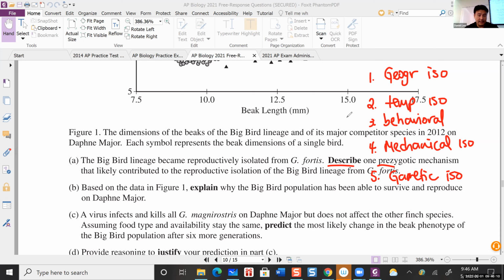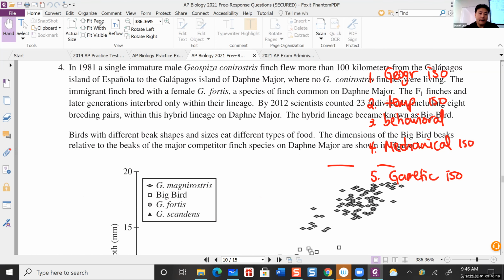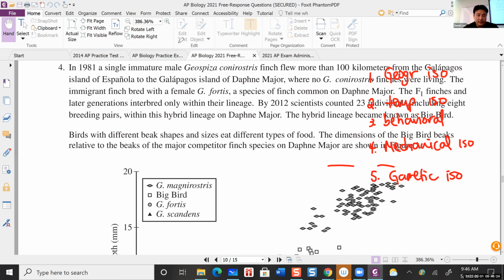So usually these kind of questions, I go back to the reading to see if there's any clue. What is it about the big bird that caused them to be reproductively isolated, okay? And then if you look at this again, it doesn't say. It just says that the F1, the big bird, interbreed with only their lineages, and all we know is that they have different beak shape and sizes, and eat different types of food, and that's all. So if they don't give you a specific clue, or if you're not sure, just write whatever. You want to get the points, and chances are it doesn't matter which one you write.